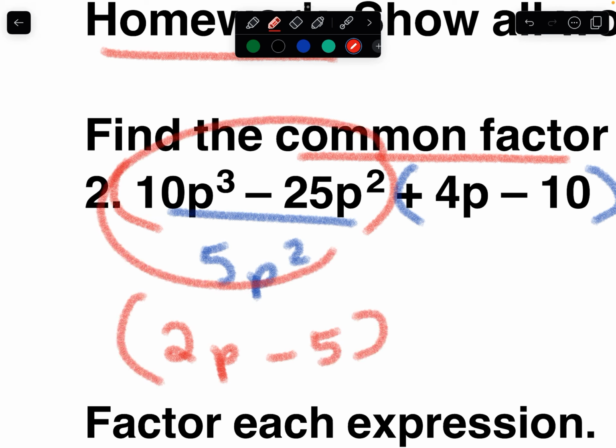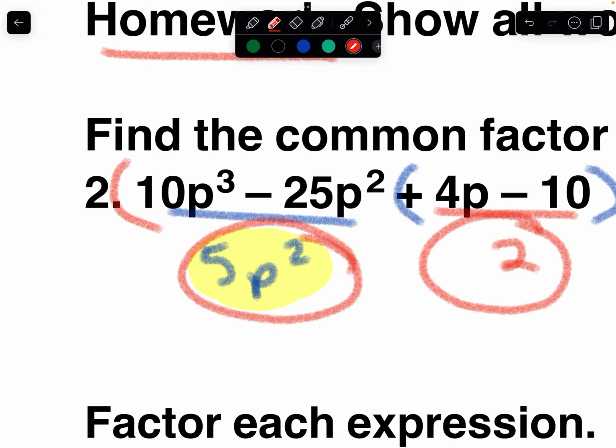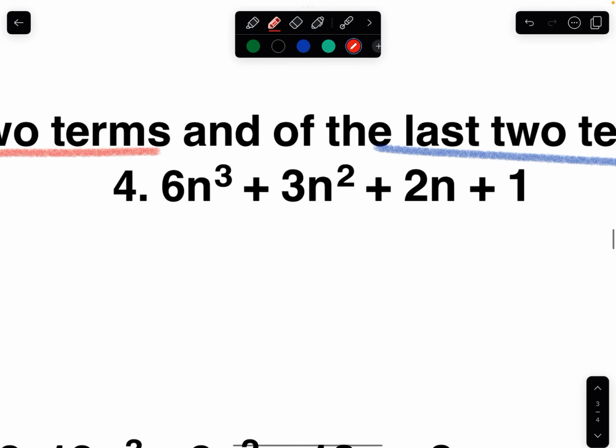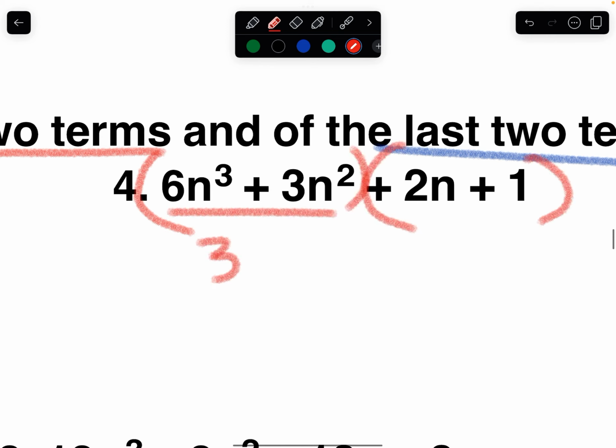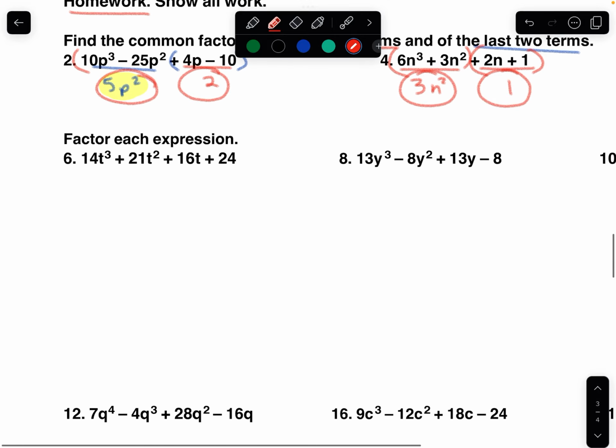Oh, no, that's actually all they want. They just want this common factor for this one. The common factor is just 2, so this 2 is the answer. Okay, so we factor this out. Divide both by 3n. That's n squared. Divide this by just 1. Those are your 2 answers.